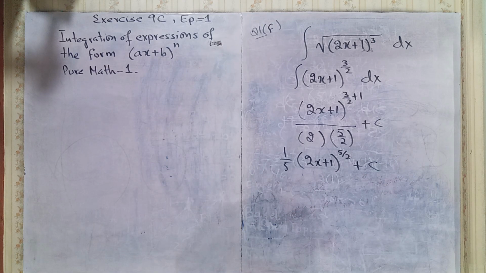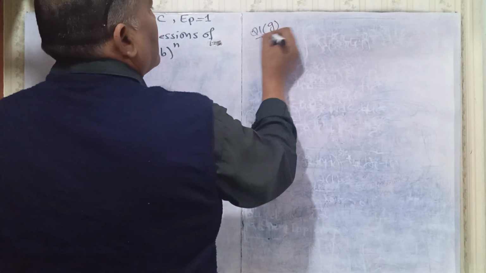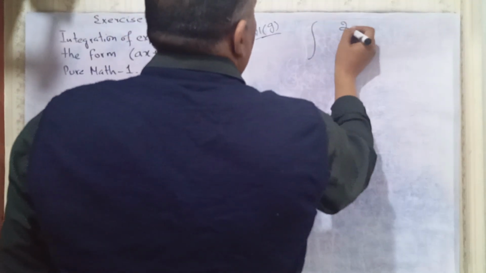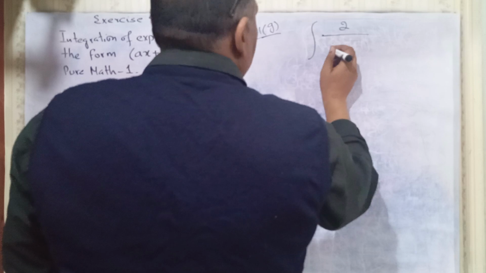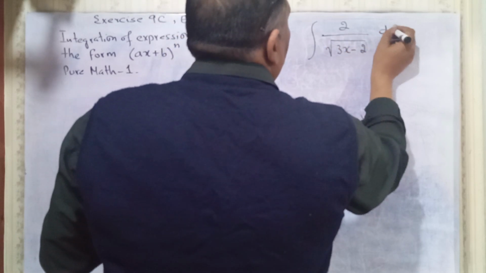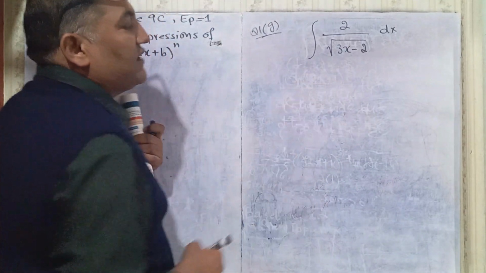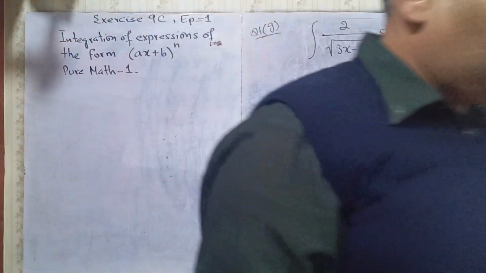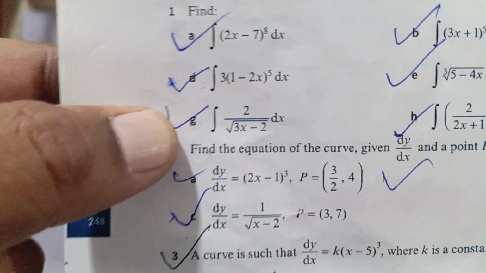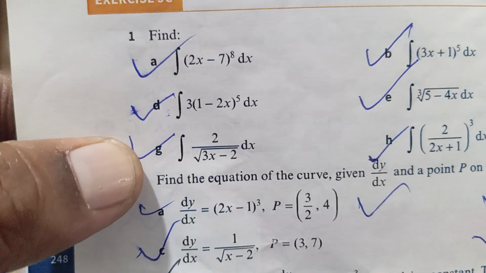So now we will try the G part. Question number 1, and its G part. It is integration of 2 by under root 3x minus 2, d of x. Okay, so we have to integrate this. Let me show you the G part. This is the G part, sir. So we have to integrate it.